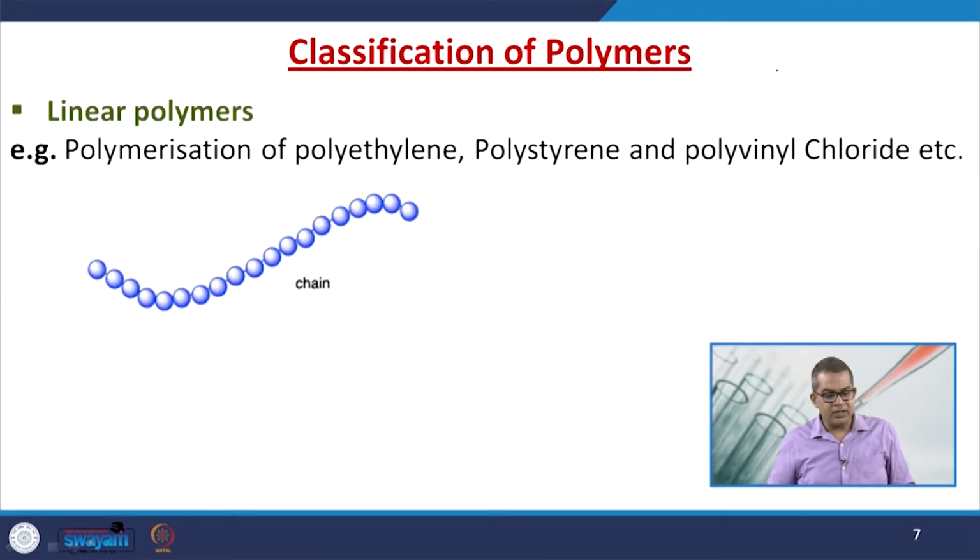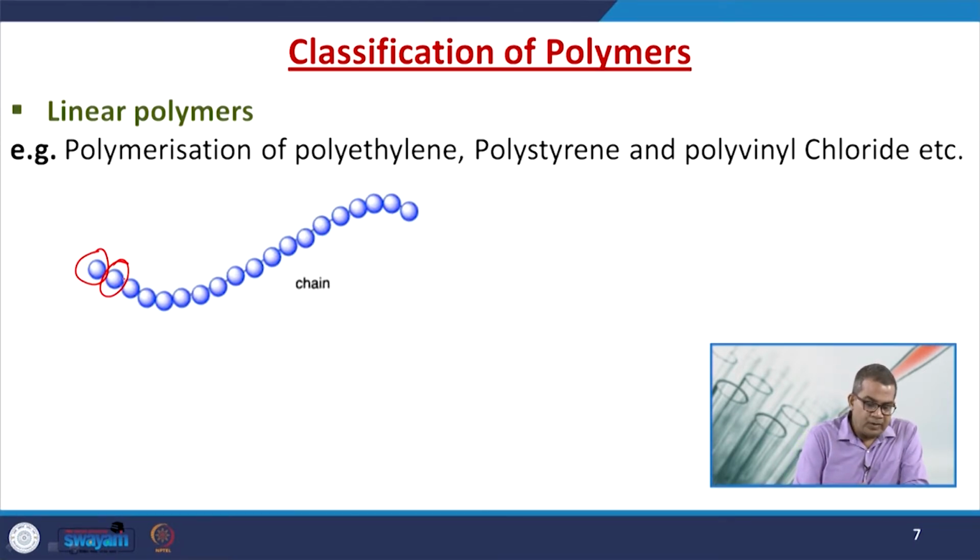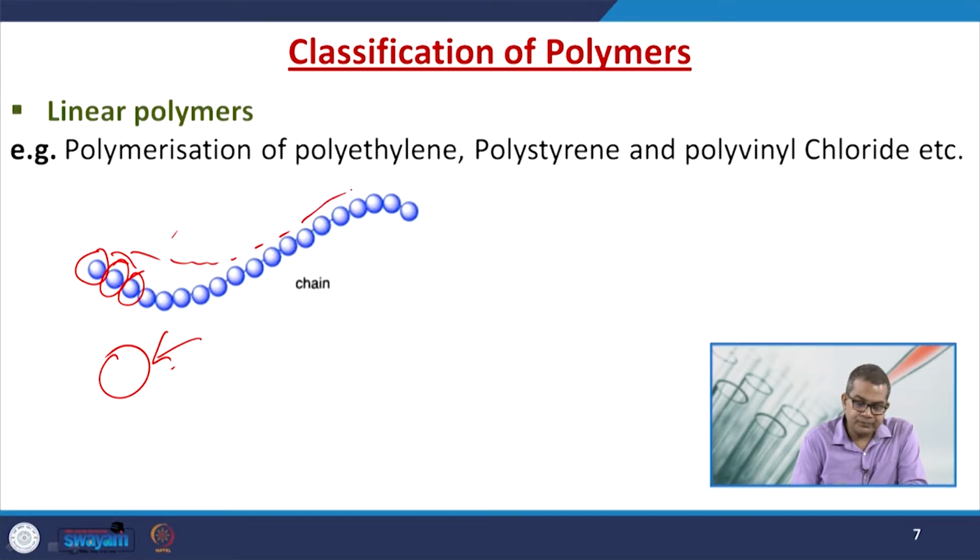Now, here you see that we discussed the polymerization of polyethylene. These are the building blocks which we were discussing in the first lecture, or you can say these are the ethylene blocks, and they are joined together to form this particular chain. Now, this is the linear chain.